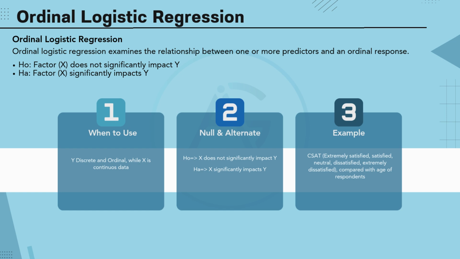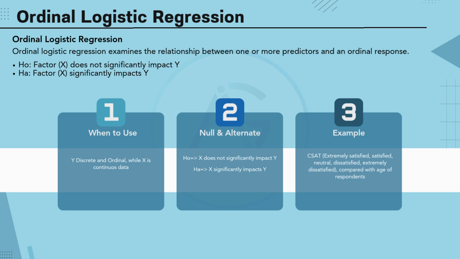What is ordinal logistic regression? Ordinal logistic regression helps us understand the relationship between one or more independent variables, which can be continuous or categorical, and a dependent variable that is ordinal.